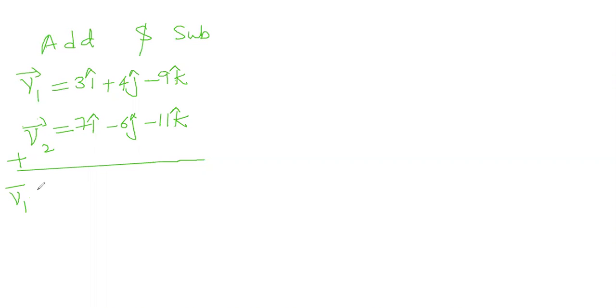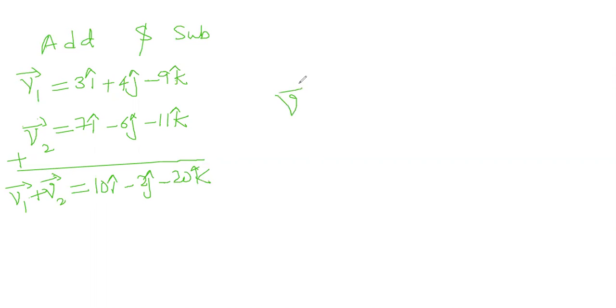So v1 bar plus v2 bar. You have to put the bar on top of the head, then only it becomes a vector. What would this be? Simple addition. 10i minus 2j cap, and this is all minus, so minus 20k cap. Is it understood? So simple.